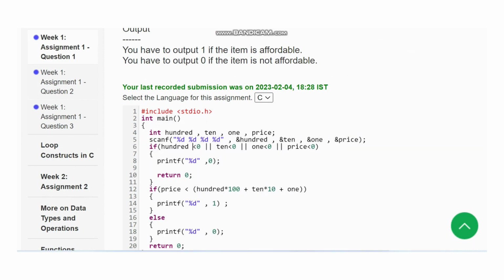In the code, I have to read a total of 4 inputs: the number of 100, 10 and 1 rupee notes, and the price of my product. I read how many 100 rupee notes I have, how many 10 rupee notes, how many 1 rupee notes, and the total cost of the product which I want to purchase. And we check whether the 100 rupee count is not less than 0, the 10 rupee count not less than 0, the 1 rupee count not less than 0, and the cost of the product is also not less than 0. If it is 0, then finally I get the result as 0.